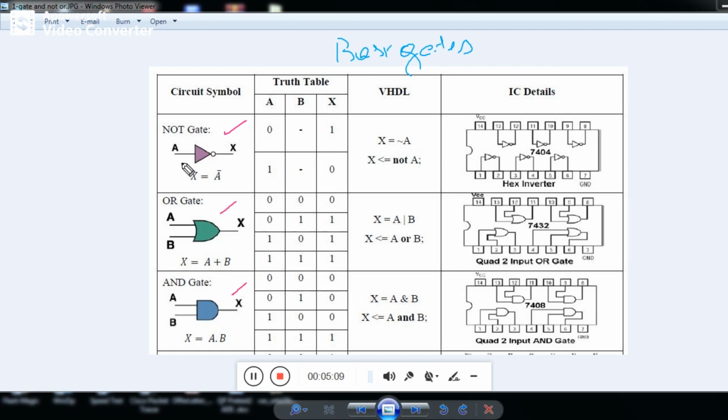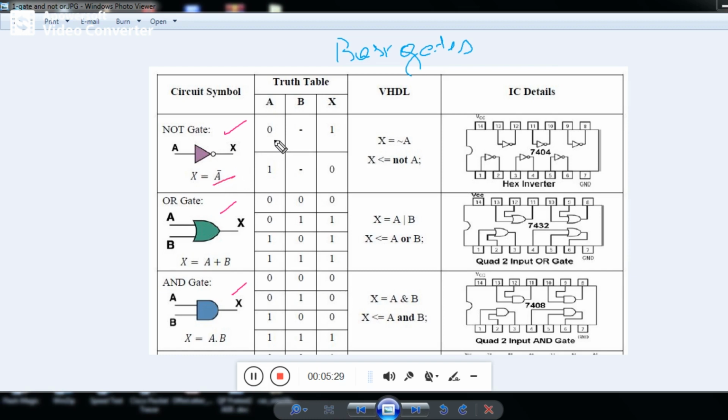What is the NOT gate? This is the symbol for the NOT gate, where it has only one input and one output. When you give input A, you will get output X as the complement of A, that is A bar.